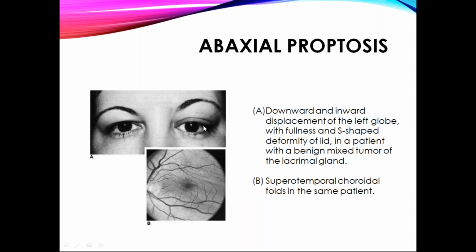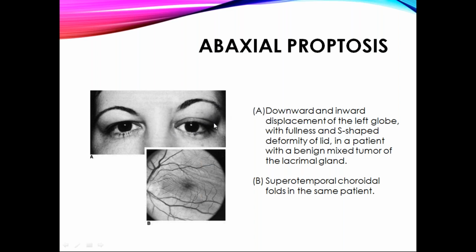If you see in this particular picture, which eye is involved? If you see here, this eye is slightly moving downwards and inwards compared to the right eye. If you see the fundus picture, you can see a lot of folds on the retina. So there is a downward and inward displacement of the left globe with fullness and S-shaped deformity of the lid. You can see here, this is an S-shaped deformity of the lid, in a patient with benign mixed tumor of the gland. So when the eyeball is pushed in this direction, there should be something in this place which is pushing the eyeball in a downward and inward direction.